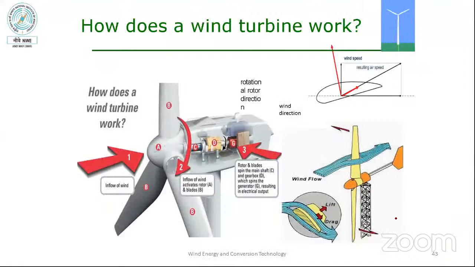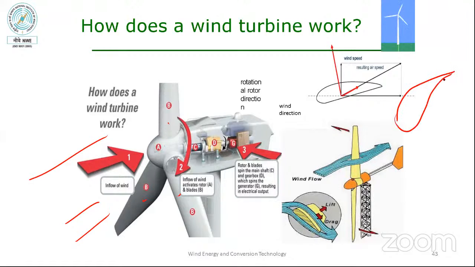Now we can see the basic principle of operation of the wind turbine. I told you the different components of the wind turbine, right? When the wind is blowing from this direction, it will hit the blades of the turbine. You might have studied aerodynamics, right? What is aerodynamics? The shape of the blade is aerodynamic. Aero means air, dynamic means movement. Aerodynamics means the interaction of wind with a solid object.